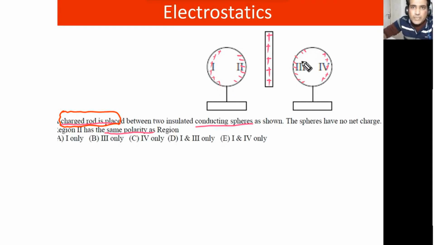It also has no net charge at the beginning. So the more charged electrons will stay on this side, so this side will be more negative. So you see, this is more negative, this is more negative. So this is one thing we understand.